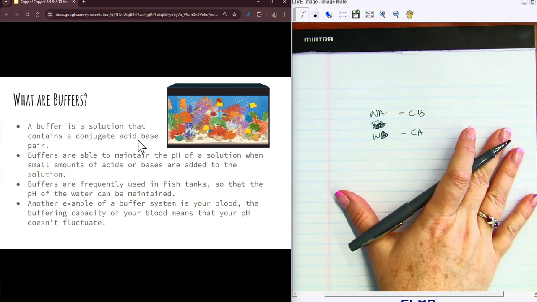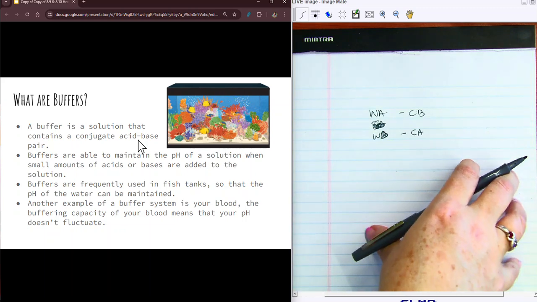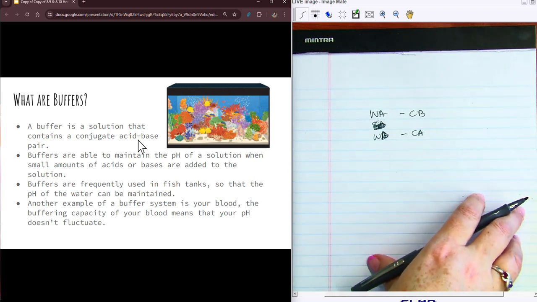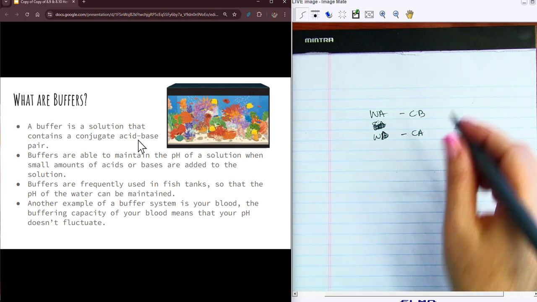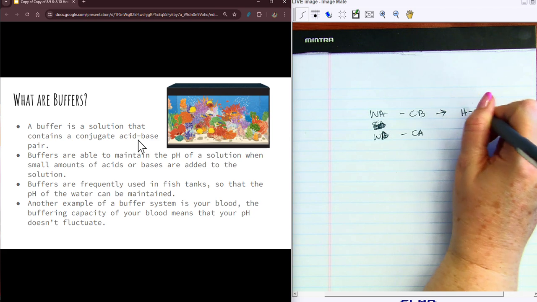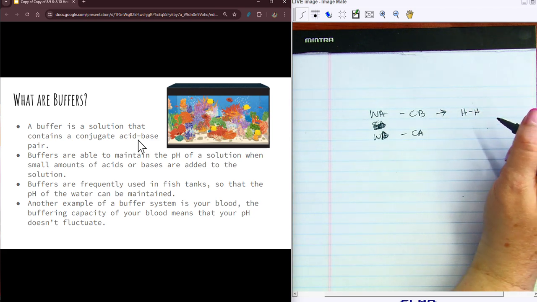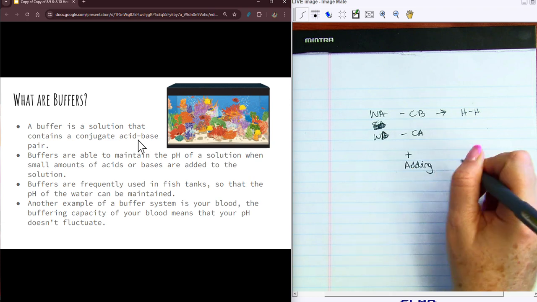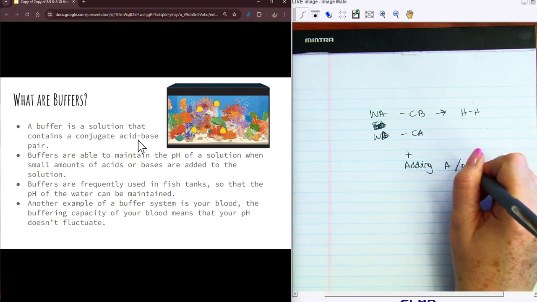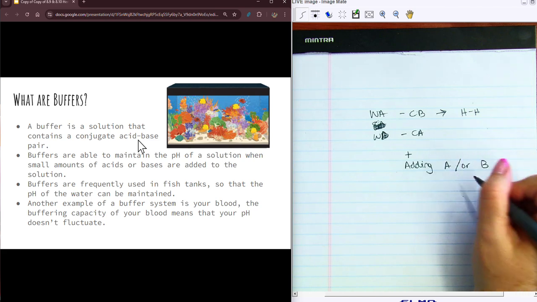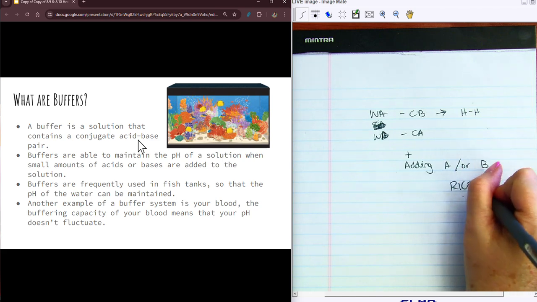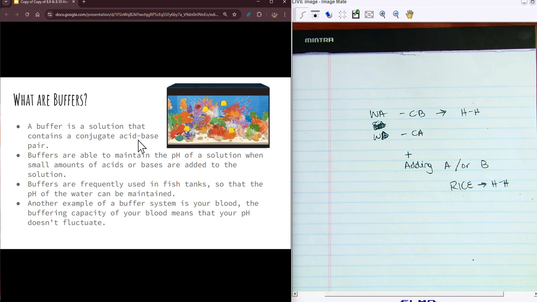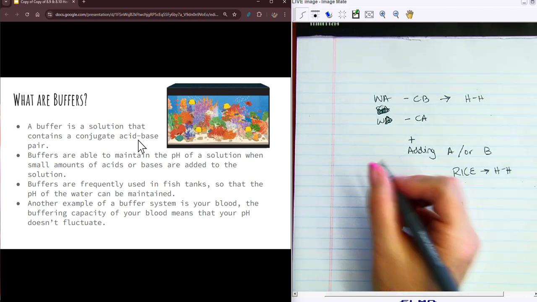Many times you're asked to just solve for the pH of this buffer, and then sometimes you're asked to solve for the pH if they change it by adding something, and you have to think about what they're adding. If they just give you a buffer solution, then you need to do Henderson-Hasselbalch. If they're giving you a buffer solution and then adding either some other acid or some base, then you have to do a Rice table before you can do the Henderson-Hasselbalch.